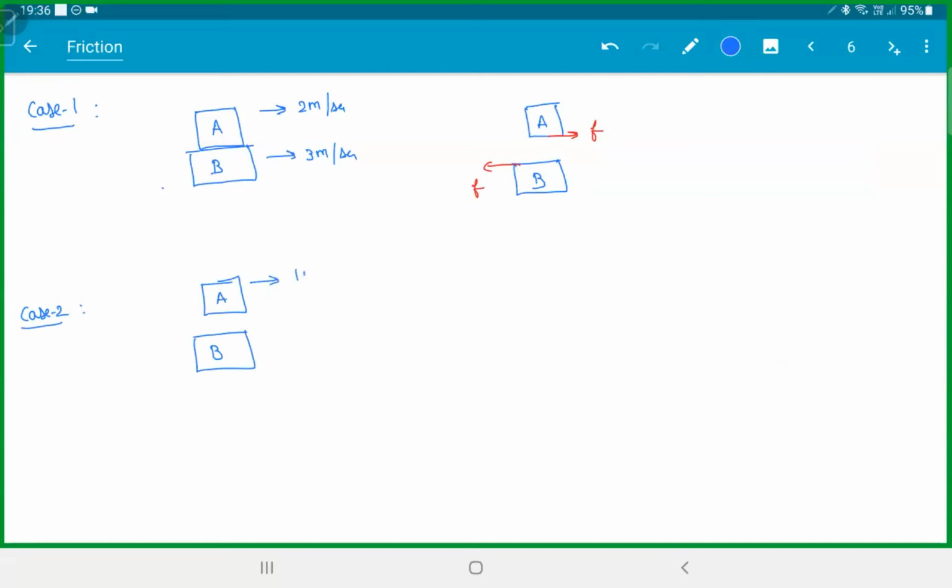Let's say this guy is going with 1 meter per second. This guy is going with 2 meter per second. Now, both your friends are running away. What do you do? You stop both of them. That is the only way to keep them together, isn't it? So in this case, you're not supporting anyone. You're opposing both of them.